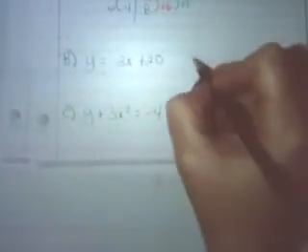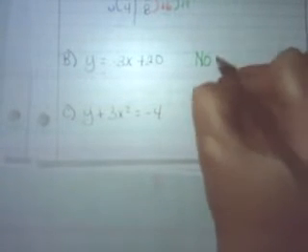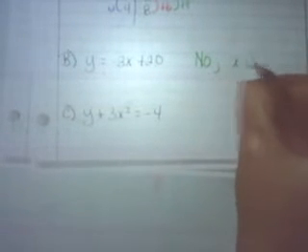Now look at B. Is this a quadratic function? Is it? Well, you need to look. Is your x squared? No, it's not squared. So no, this is not quadratic. No, x is not squared.